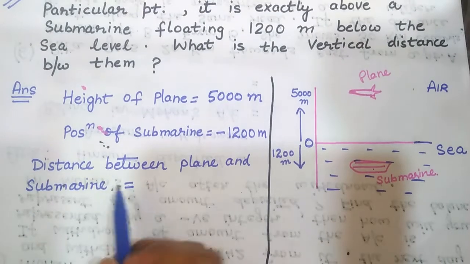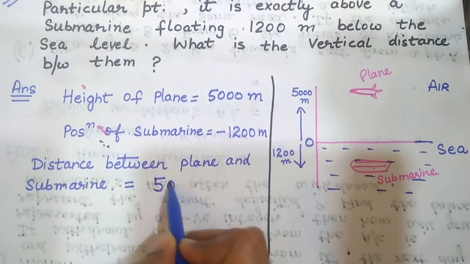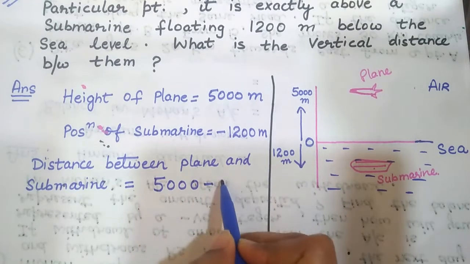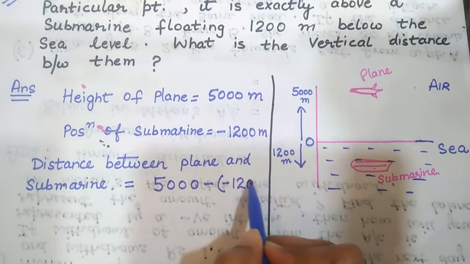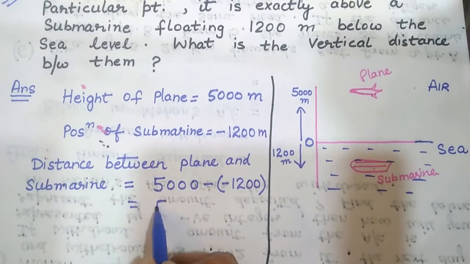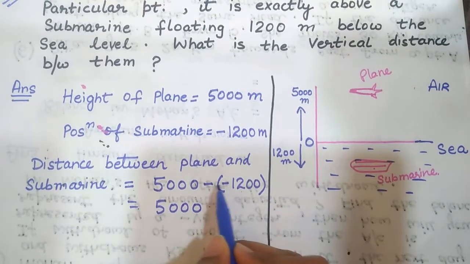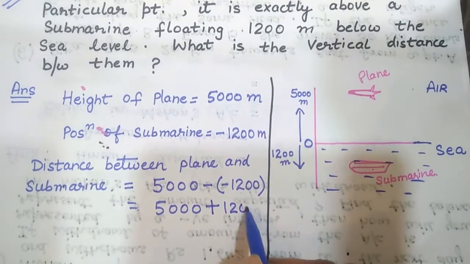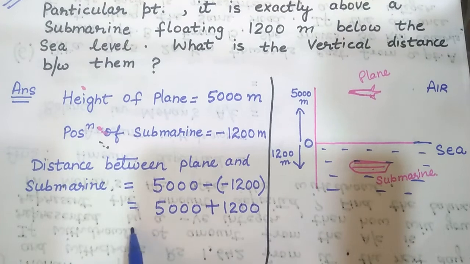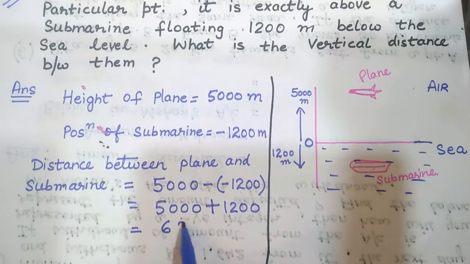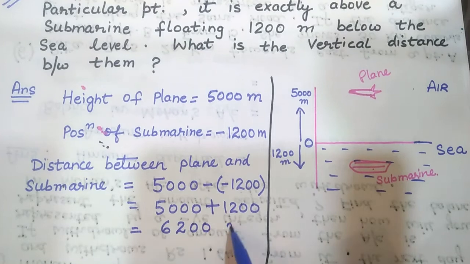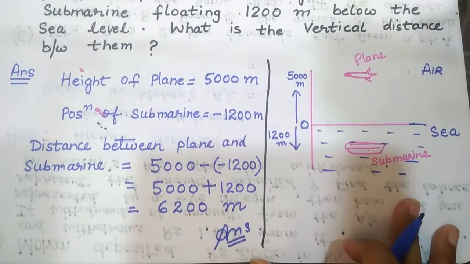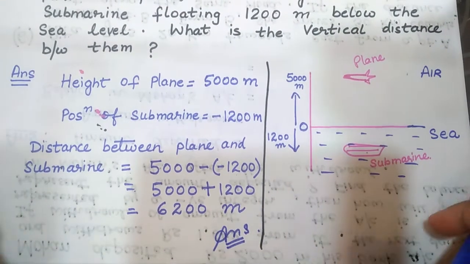So the distance between plane and submarine will be 5000 minus of minus 1200. So 5000 minus minus. Which sign is in between them? Multiplication. So minus minus becomes plus 1200. Now 1200 added to this gives 6200 meter. And this is your answer. Those who have solved it, very good.